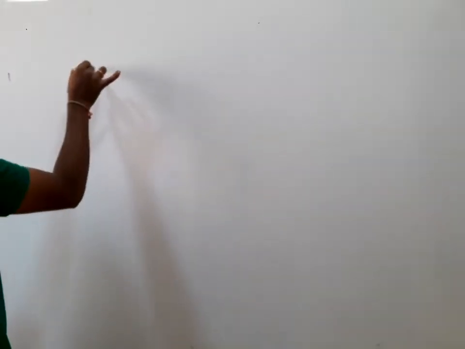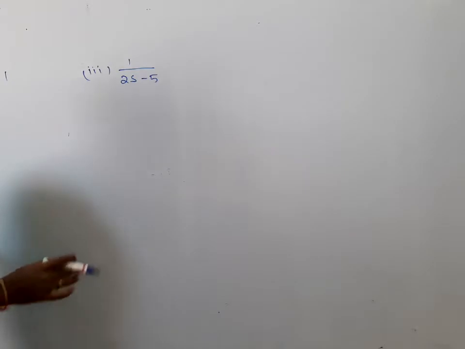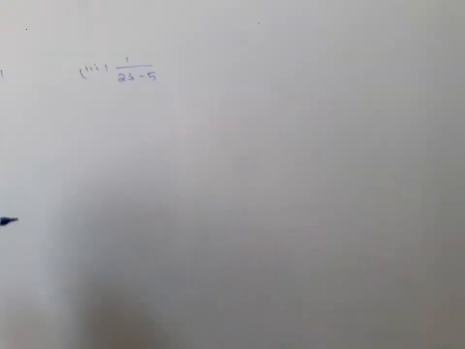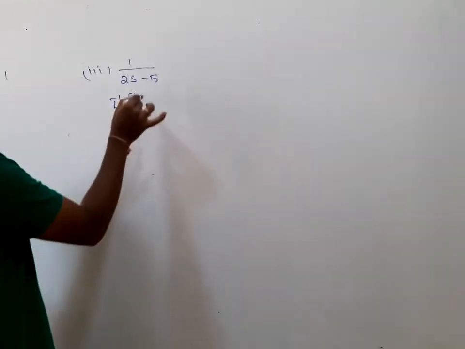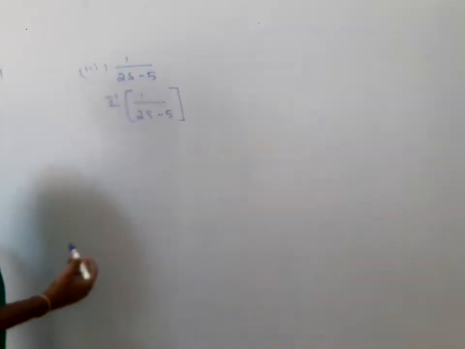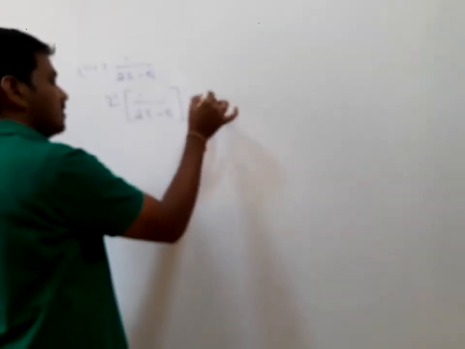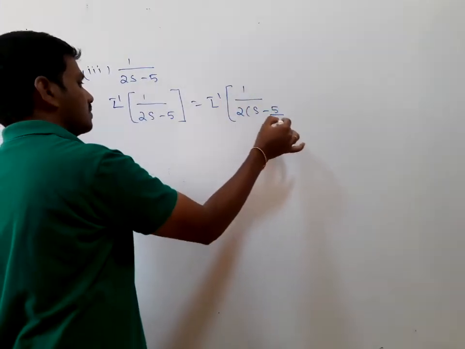Next, third one. Evaluate the inverse Laplace transform of 1 divided by 2s minus 5. For finding the Laplace transform, a function of t is given. For finding the inverse Laplace transform, a function of s is given. So L inverse of 1 divided by 2s minus 5. To find this, I am going to write this as L inverse of 1 divided by 2 into s minus 5 by 2.